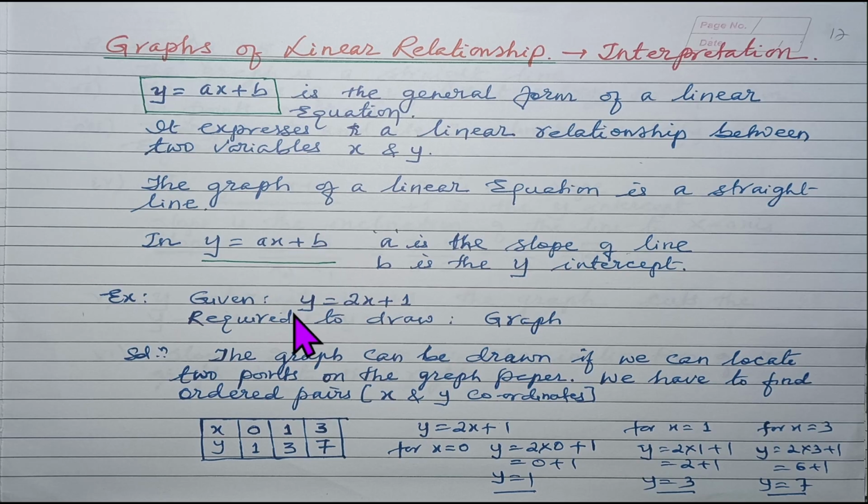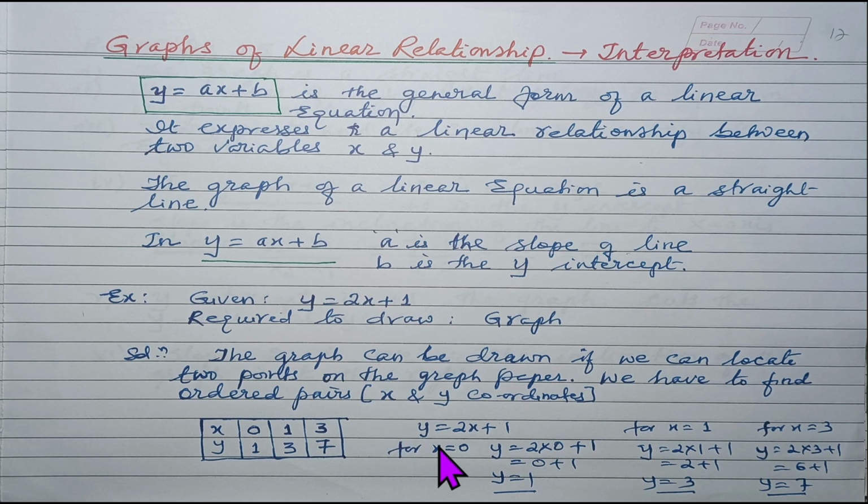So let us take one example. Y is equal to 2x plus 1. Let us draw the graph and see exactly what is the nature of the graph. The graph can be drawn if we can locate 2 points on the graph paper, because you know that to draw a straight line we require at least 2 points, and we have to find the coordinates of those 2 points to locate them on a graph paper and draw the line. And for that we have to find ordered pairs. That means for different values of x we have to find different values of y. We have got x coordinates and the y coordinates.